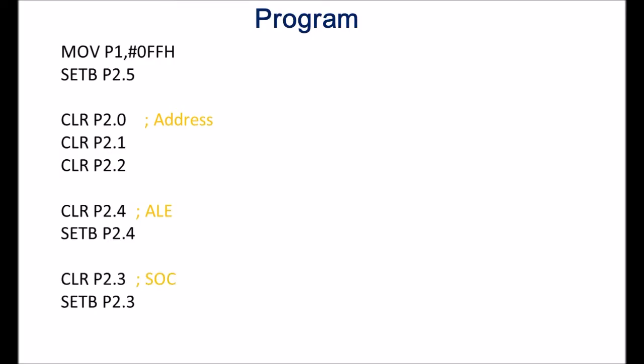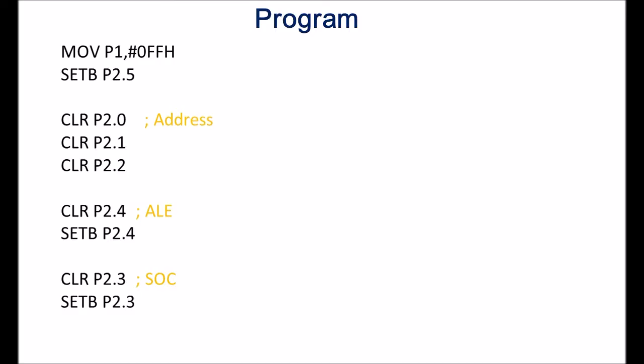Then send the ALE signal. First we'll use the instruction clear to send logic 0, and then we'll use the instruction SETB P2.4. We can use a delay between these also, but without a delay it will also work. So the address is latched. We'll send a start of conversion signal. Again a low to high pulse we have to send on SOC. So CLR P2.3 and then SETB P2.3.